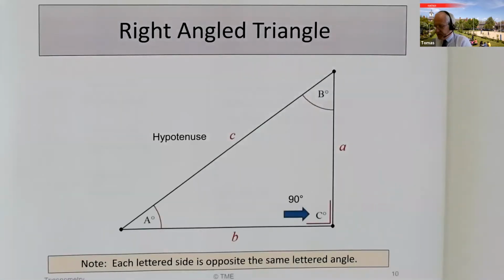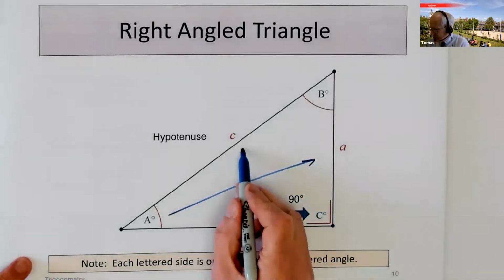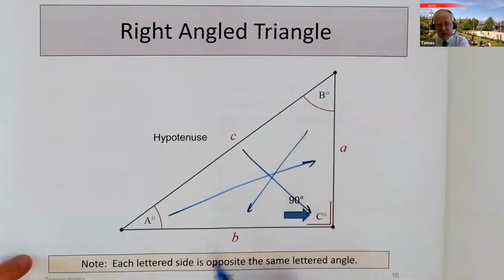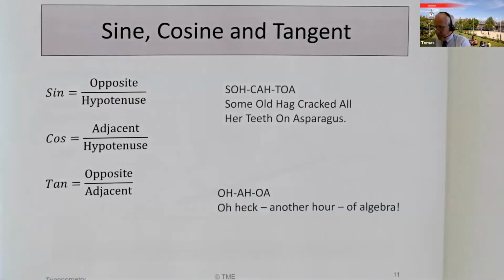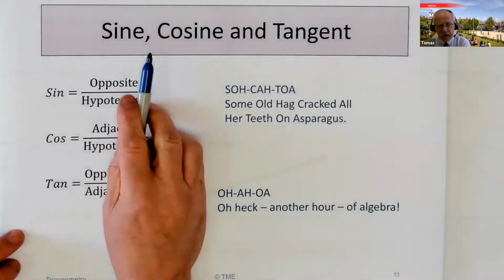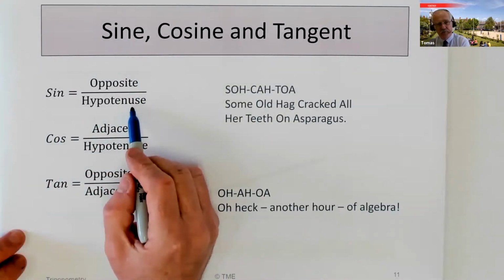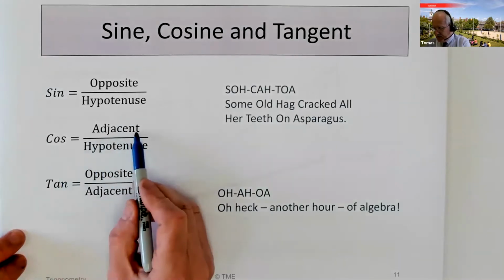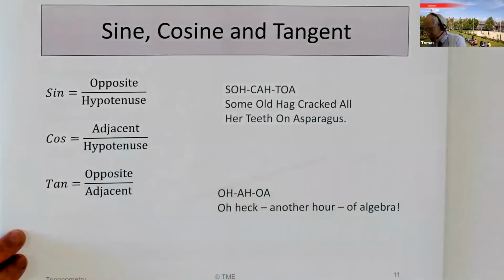We start here with a right angle triangle, and remember that again, A opposite A, C opposite C, B opposite B. Sine, or sinus, is defined as the opposite over hypotenuse. Cos is adjacent over hypotenuse, and tan is opposite over adjacent. So let's see what that means.